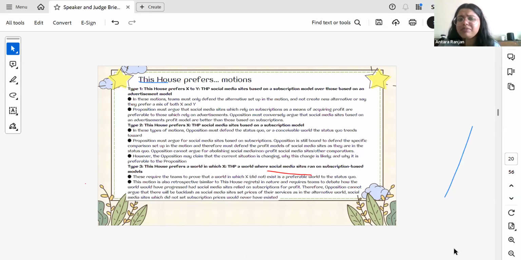So, what does this mean? Maybe it can mean that we will have a lot fewer people on Instagram, right? Way more people are on Instagram than people who use Netflix, right? Because Instagram is free. Similarly, we'll have fewer people on Insta, and that's the kind of world we want to live in, right? So opposition can't argue that if we start having these social media sites be subscription based, people will protest.